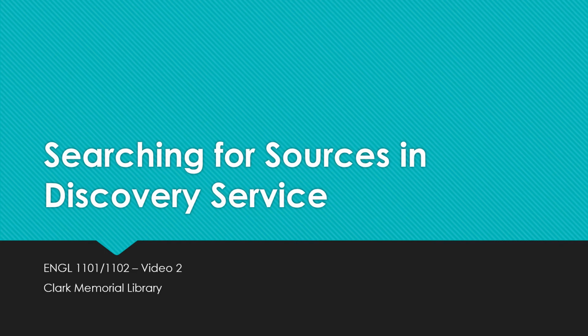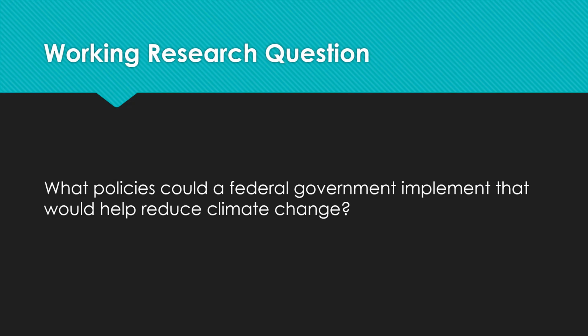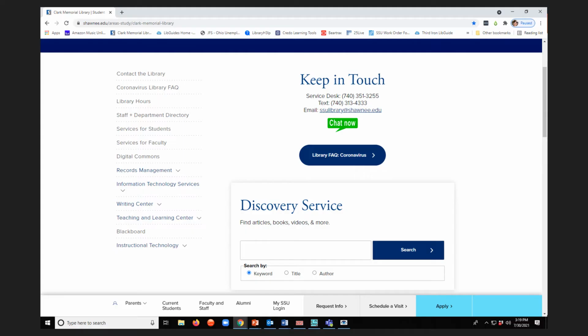Hi, it's time to start searching for specific sources I can use to develop my paper, which I will demonstrate in the Clark Memorial Library's Discovery Service. I will use the working research question, what policies could a federal government implement that would help reduce climate change? First, I'll go to the library's homepage.